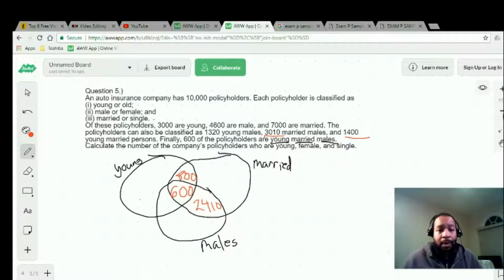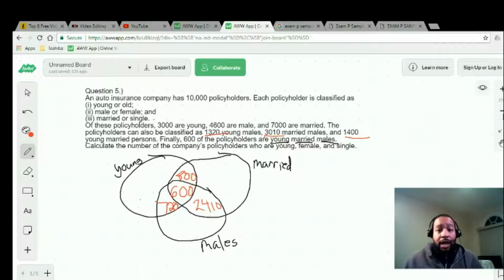Then we look at this category, the policyholders classified as 1,320 young males. Well, this is young, this is males. So young males constitutes this section right here, this 600 plus this blank. If we know that the total has to represent 1,320, and we also know that 600 is in the intersection in the middle, that means that this has to be 720. 600 plus 720 gives us the 1,320 that we need.